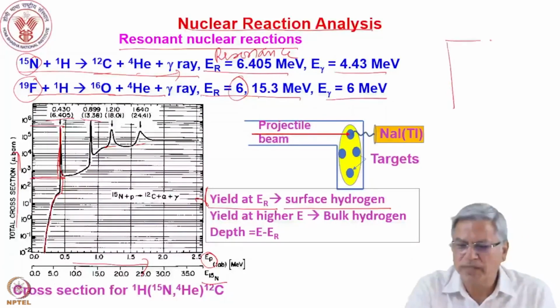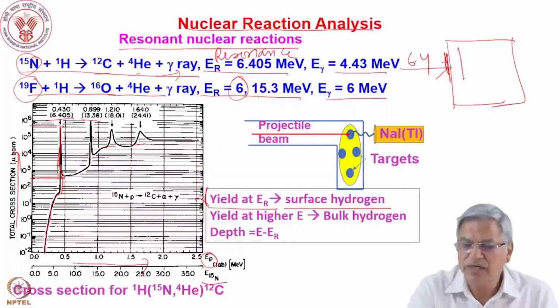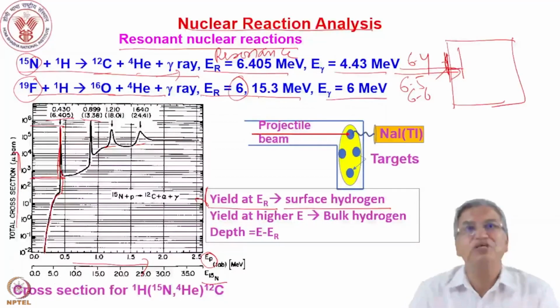Suppose this is the target, and you start with 6.4 MeV, you will see the hydrogen here. If you want to see the hydrogen deeper, you have to have higher energy, maybe 6.5, 6.6 or so, because the projectile will lose energy in this.